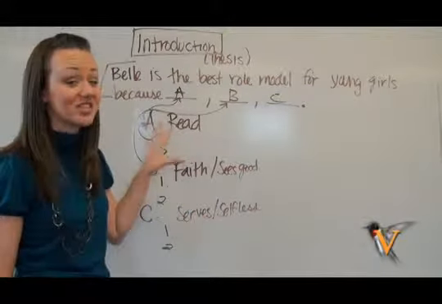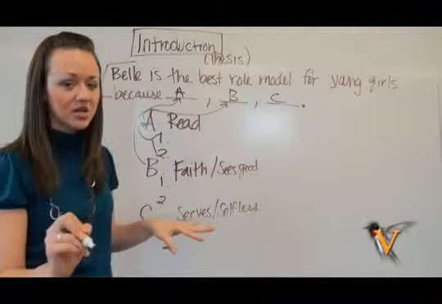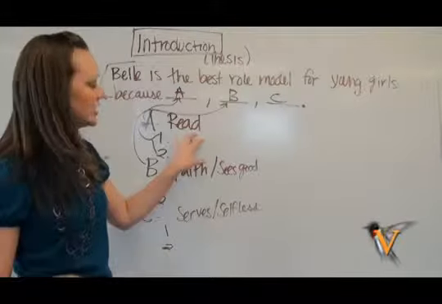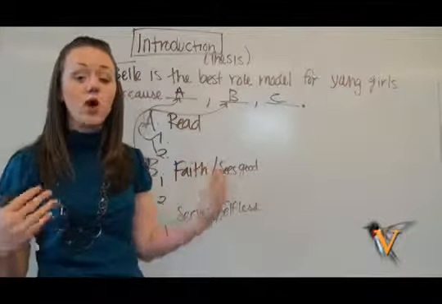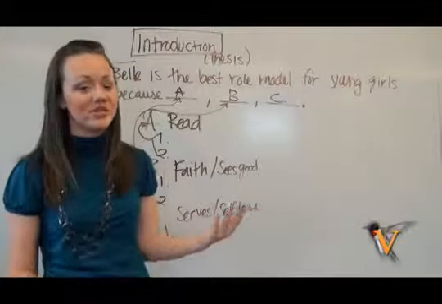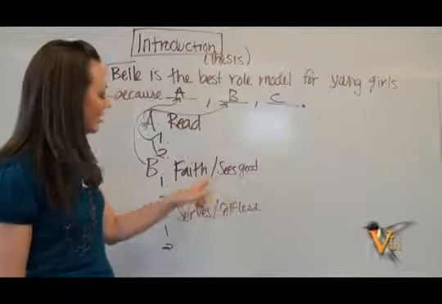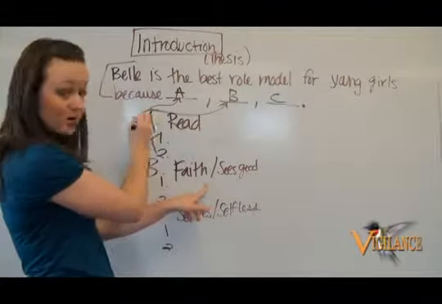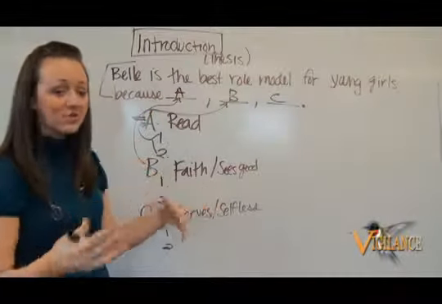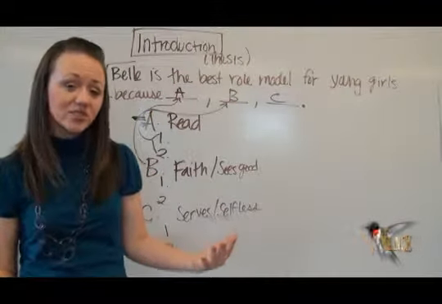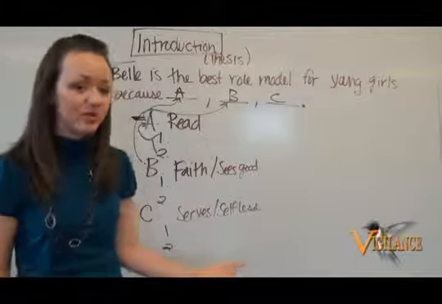So don't fool yourself into thinking that you can just write the word read and then period and then start writing. No, it does actually need to be in a complete sentence. You might say something like, one way that Belle is a good example for girls is because she reads. And then down in this next paragraph, because each of these is a new paragraph, you would say one reason or another reason that Belle is a good role model is because she sees the good in other people.